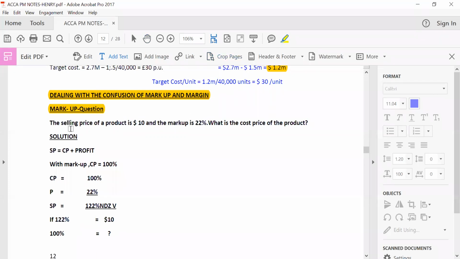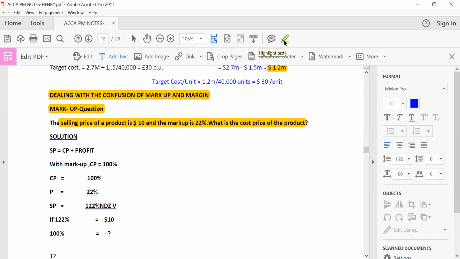So I've decided to give an example, then use the example to cement your understanding. The selling price of a product is $10 and the markup is 22%. What is the cost price of the product? This turns out to be basic business mathematics, but it turns out to be a wake-up call for every student, right? Anytime we talk about markup, you should note the conditions at hand.